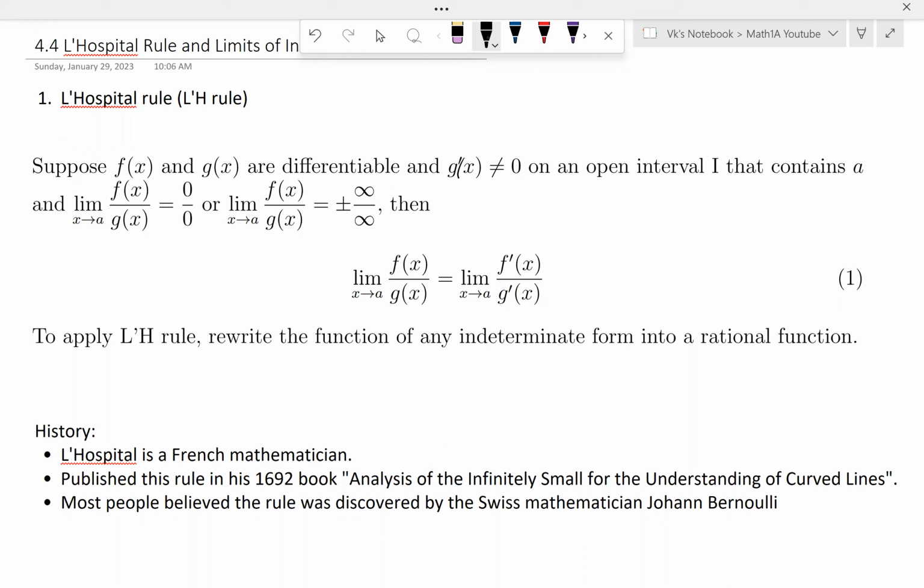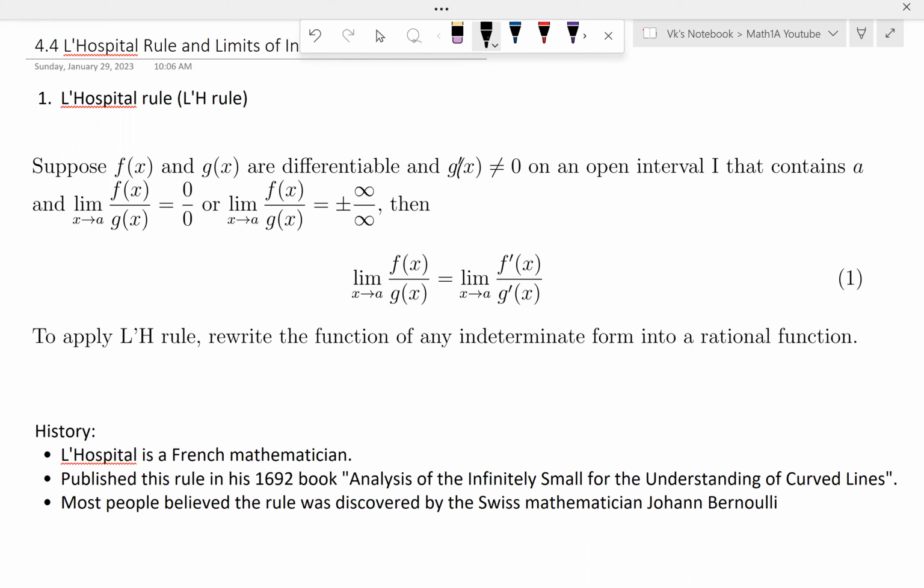Then the limit as x approaches a of f(x) over g(x) is the same as the limit as x approaches a of f prime of x over g prime of x. To apply LH rule, rewrite the function of any indeterminate form into a rational function.